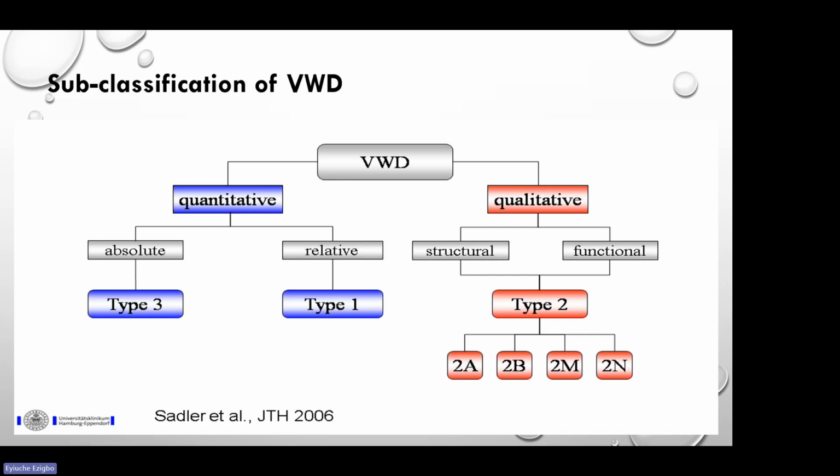So this is the sub-classification of von Willebrand disease into quantitative and qualitative types. The quantitative type can be absolute or near absence, where you can't even see von Willebrand factor in somebody's system. That is type 3, very severe. Or relative partial deficiency, which we call type 1. Under the qualitative von Willebrand disease, we have either structural or functional defects. All of them result in type 2 von Willebrand disease, which is subclassified into type 2A, type 2B, type 2M, and type 2N.